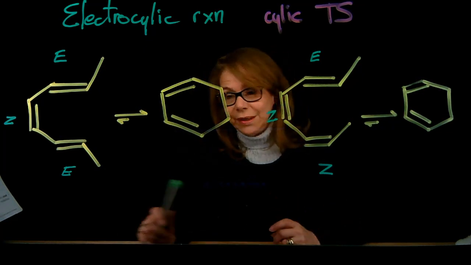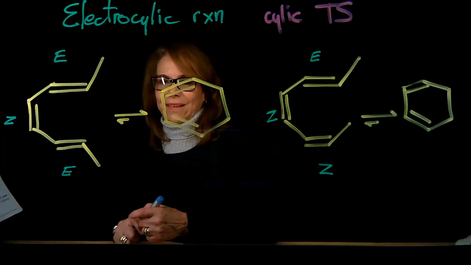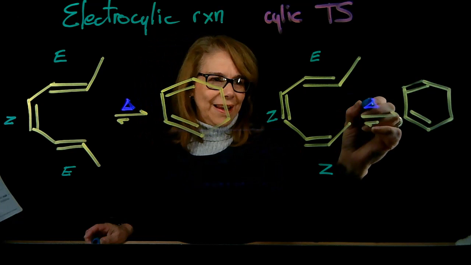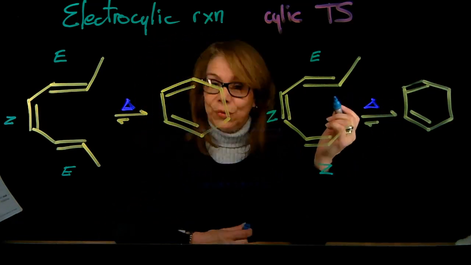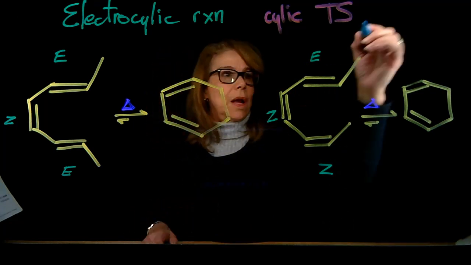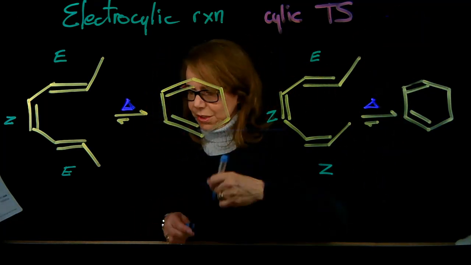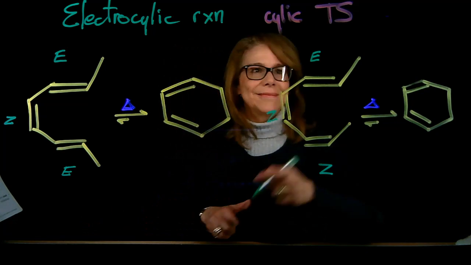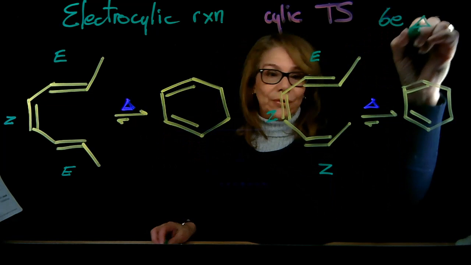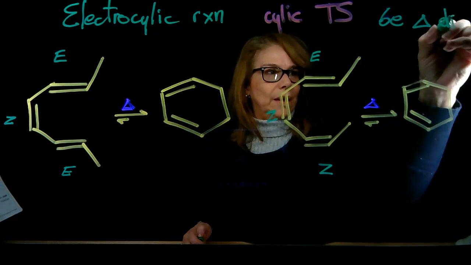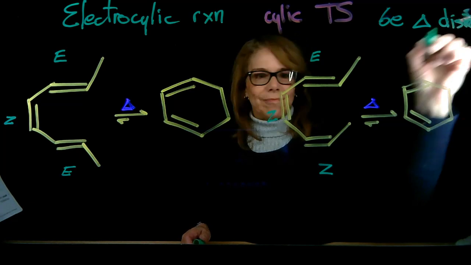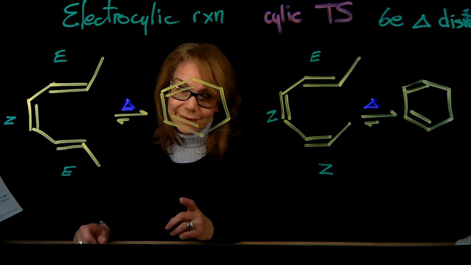So now we need to see what the conditions are. The reaction, let's say, happens under thermal conditions. And we know from what we did in the previous video that if we have an electrocyclic reaction involving 6 electrons, and the condition is thermal, this will happen in a disrotatory fashion.